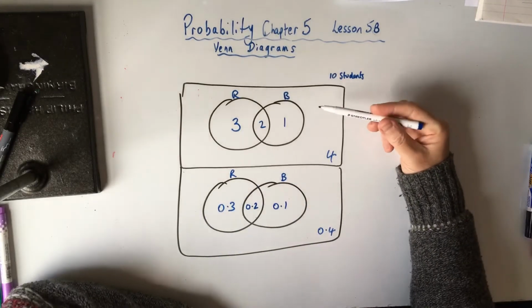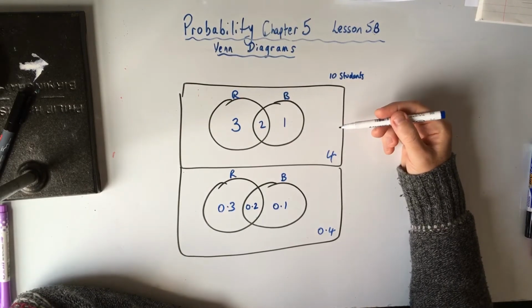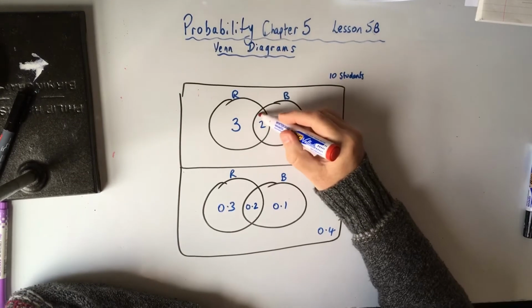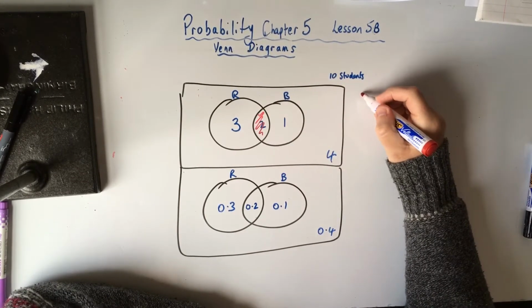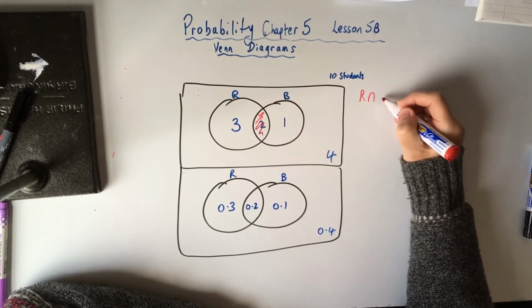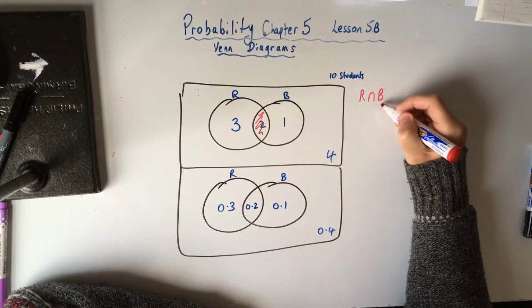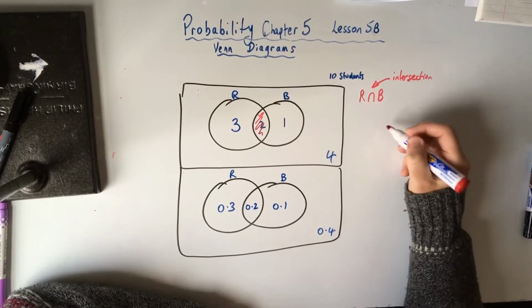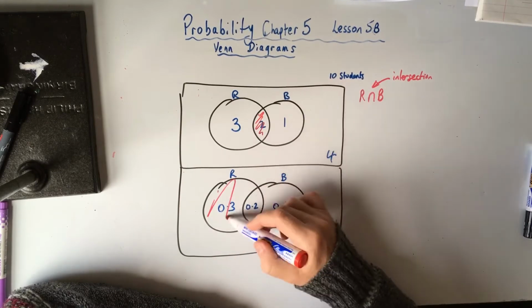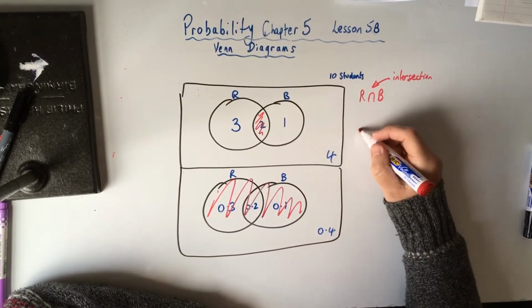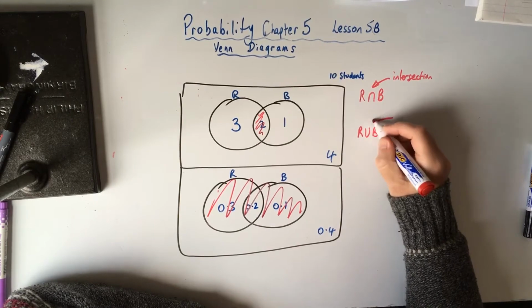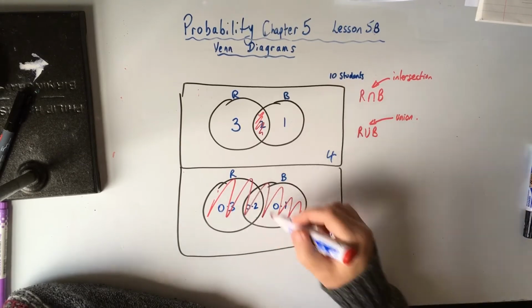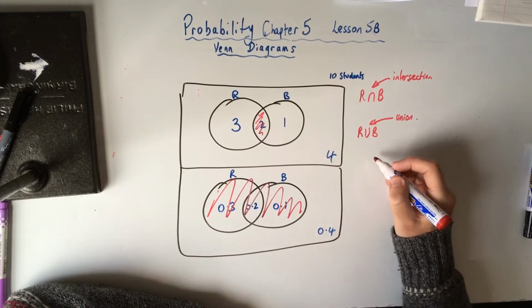Just reminding you of the terms to do with probability. This section here is the intersection of R and B, so it's that word intersection. It's both. If you do it like that, that's all of it, and they call that the union. And that's red or blue, or both. The union is everything.